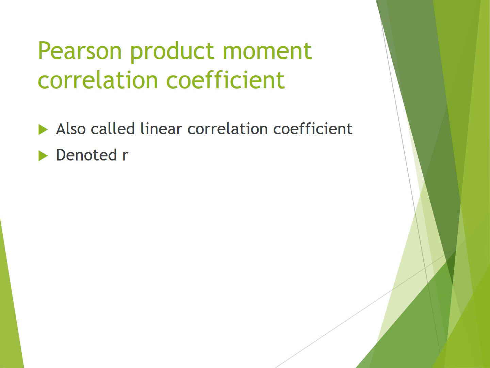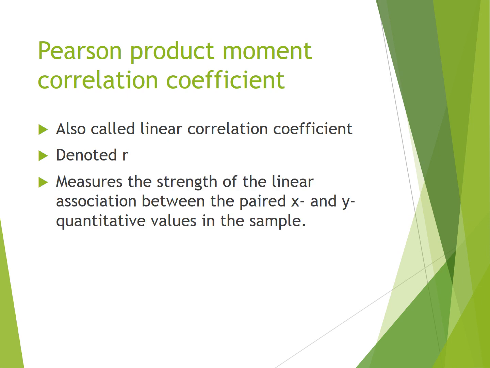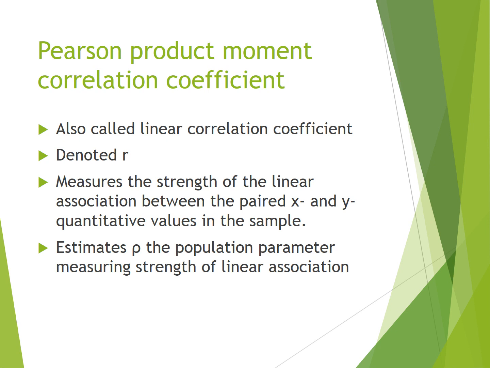If we're looking at the population correlation, which we're not so much in this class, maybe in the advanced class, yes, but not in this class. But if you were looking at the population, it's denoted by the lowercase r in Greek, which is called rho, and it kind of looks like a P. The Pearson product moment correlation coefficient measures the strength and the direction of the linear association between these paired X and Y quantitative values. It estimates rho. Remember, I told you rho kind of looks like a P, but it really is the lowercase r in Greek, the population parameter.